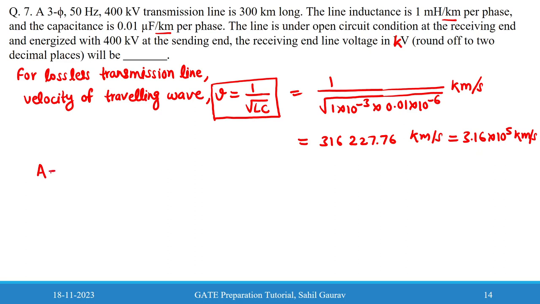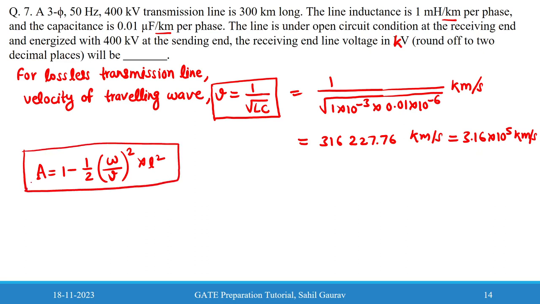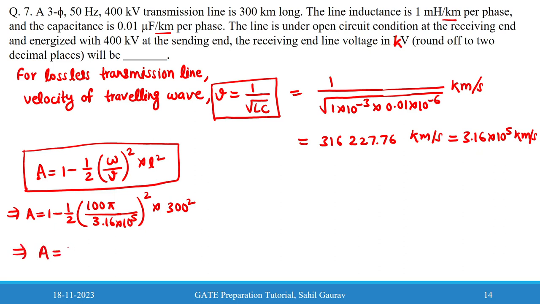Now we have seen this A expression. A value we can write directly as 1 minus half, omega divided by v, velocity of traveling wave, into L square. So from here we will get this A value. All these values are known, you have to just put the values. A is equal to 1 minus half, omega is 100 pi, divided by 3.16 into 10 to the power 5, into L square, which is given as 300 kilometer square. So V is also in kilometer square, and this is also kilometer square, so both get cancelled out. That is very important, otherwise you will get the wrong A value. And A is coming as 0.955.